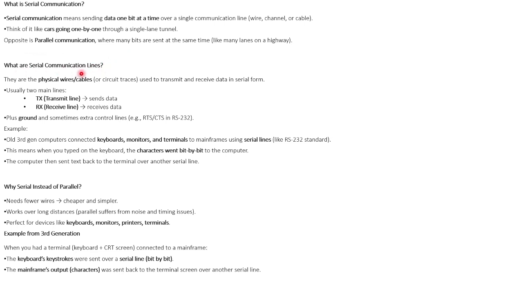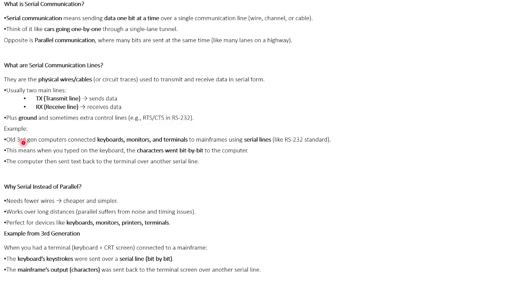What are serial communication lines? These are the physical wires, cables or circuit traces used to transmit and receive data in serial form. Usually there are two main lines: one is TX, the transmit line, which is used for sending data, and another is RX, the receive line, used for receiving data, plus ground, and sometimes extra control lines, that is RTS, CTS in RS-232.